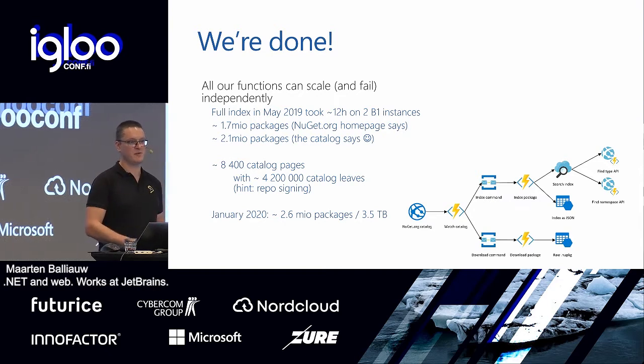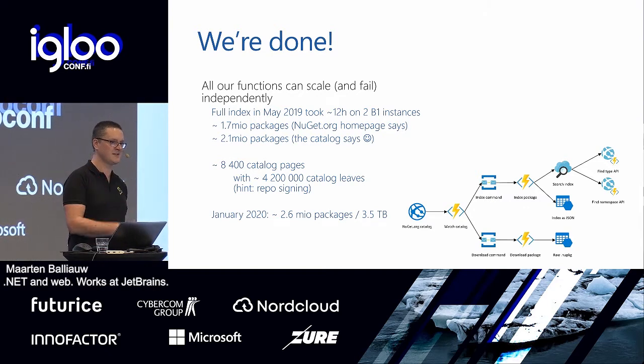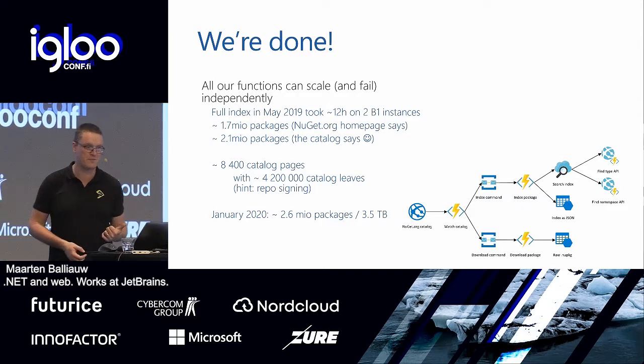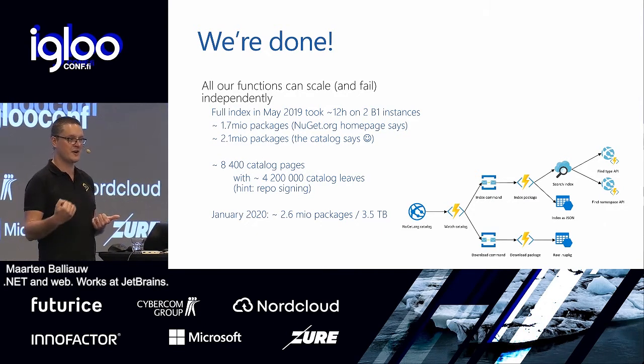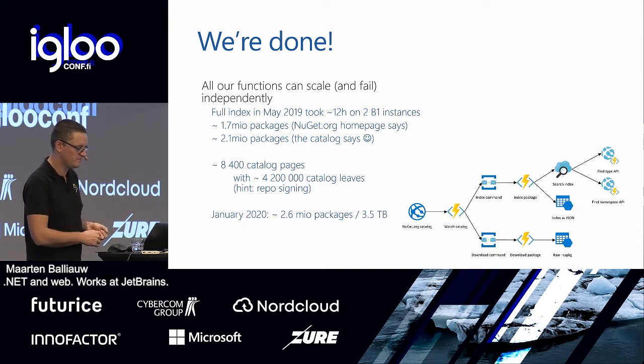We can probably speed that up on bigger machines. We can probably make it faster if we scale out to more instances, but 2 B1s are, first of all, very cheap, and they do it perfectly fine, 12 hours to do a full index, whereas our current solution takes 2 weeks to do a full index. So 12 hours is awesome.